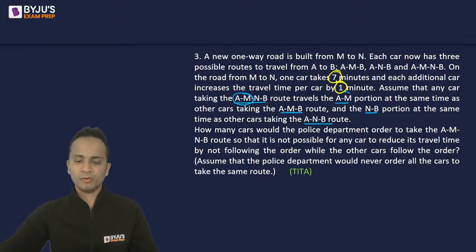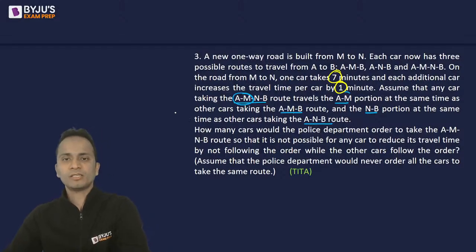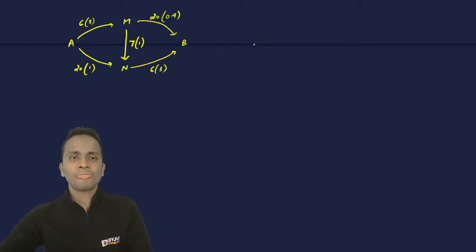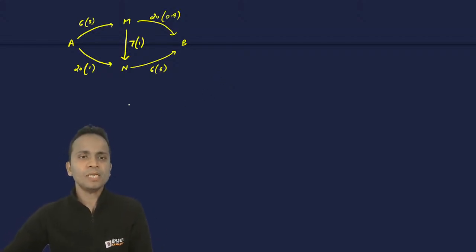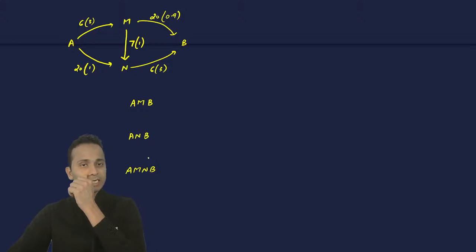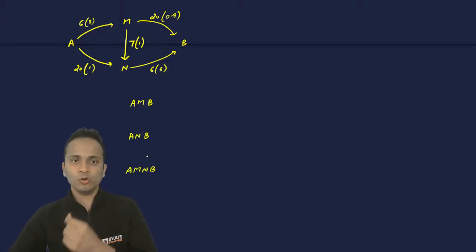All right. We have already reached one of the conclusions that now we have 3 routes. Let me first write the 3 routes. Originally 2 routes were A, M, B, A, N, B, and the new route is A, M, N, B. These are the 3 routes which we already know.